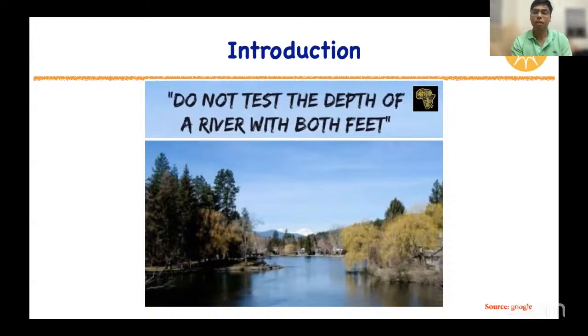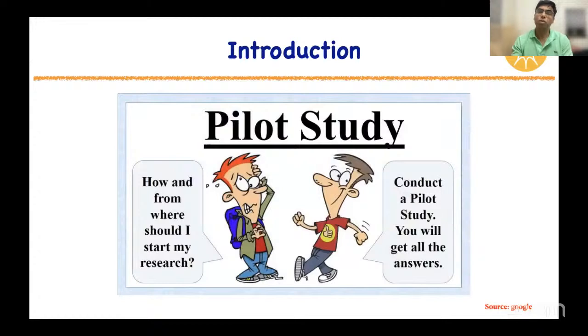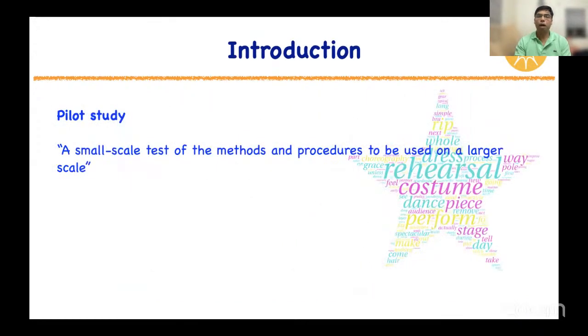And this is what is important. You know, there is a saying in Africa that you don't test the depth of a river with both feet, otherwise you have a fear of drowning. Similarly, it is not good to venture into research without good planning. So it is better to do a feasibility study before you embark on a larger study. So a pilot study, as you would now have realized, is a dress rehearsal sort of before you go in and do the actual study.